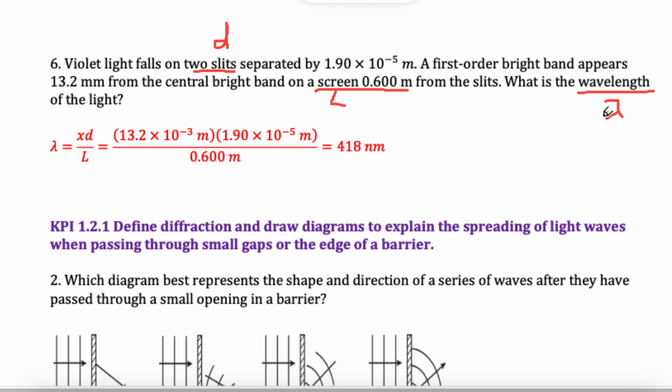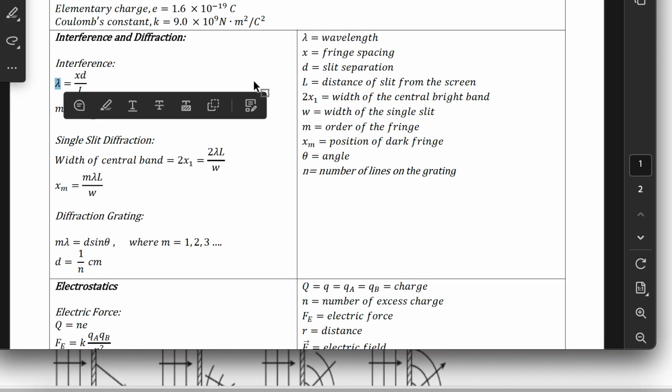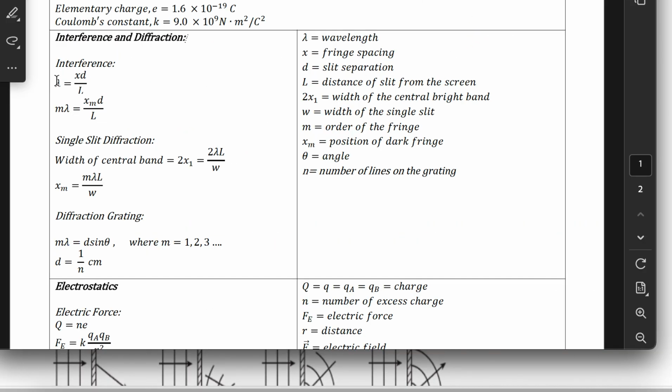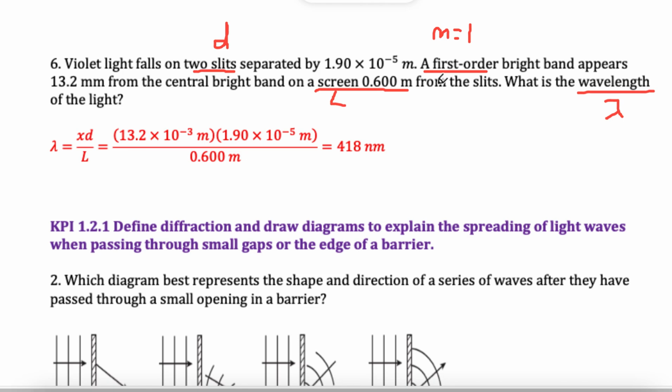I have kind of figured it out now. First order means m equals 1. That's not an L, that's 1. And that's basically over here, that's xd over L. This is the same thing. m lambda is xd over L. This becomes 1. It doesn't change anything. So long story short, we have our formula. Is this one or this one? You just replace that with the number 1. m equals 1, the order of the fringe, which is clearly 1.